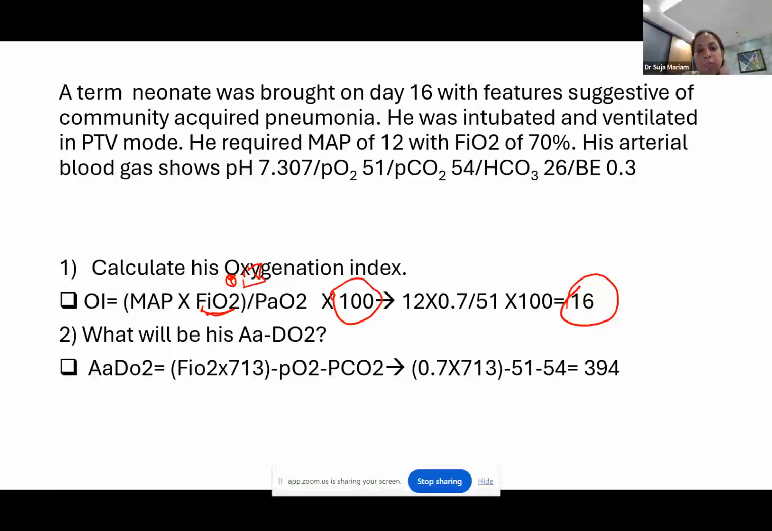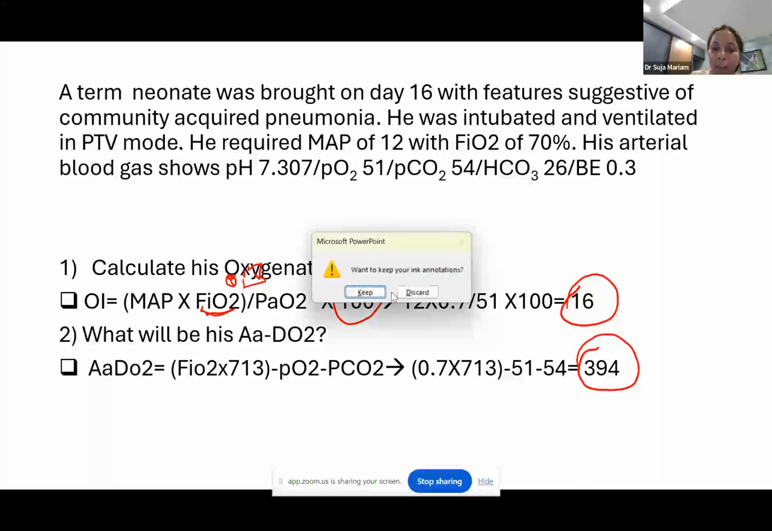And this AADO2 came to 394, which definitely means anything more than 250 is abnormal. So this baby is actually having a lot of problems in his lung. Now let's go to the next OSCE.